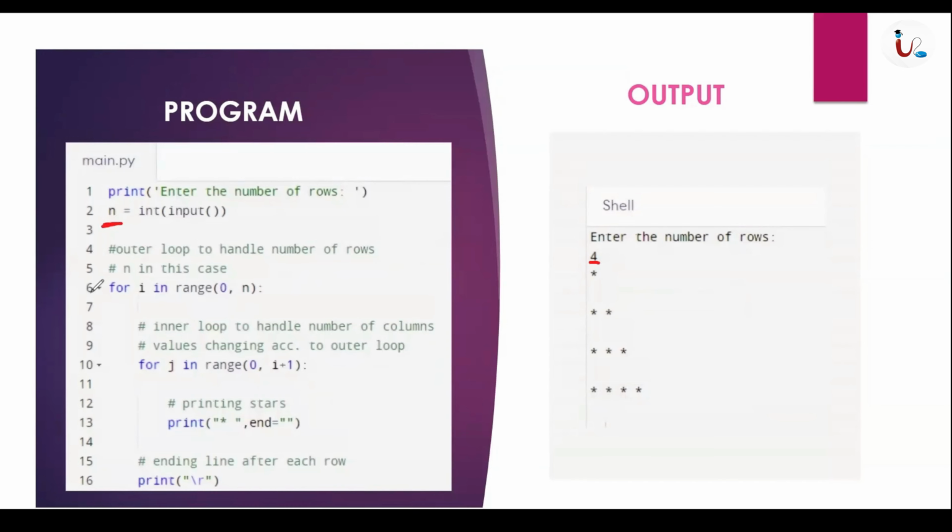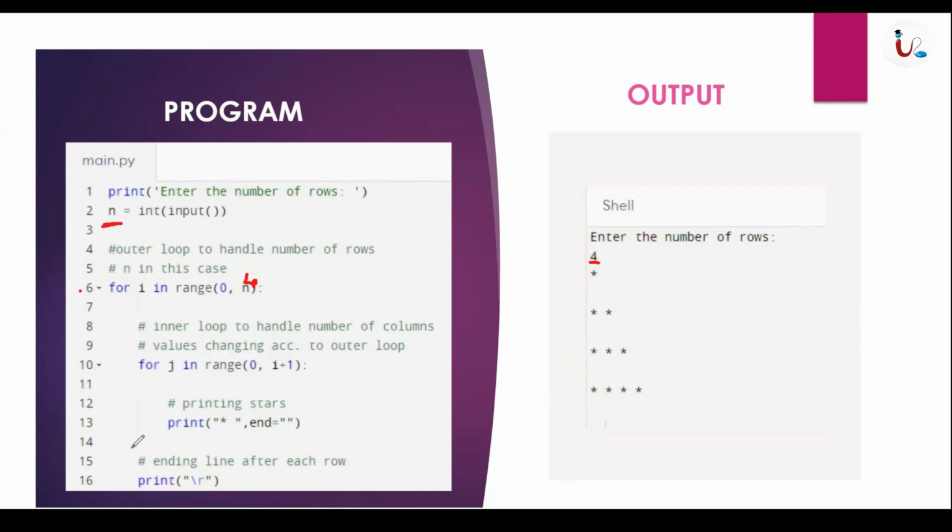Now this is an outer for loop. For i in range 0, n is 4, which means we are writing for i in range 4, starting from 0 up to 4, which means total 4 times. 0 to 3, total 4 times this for loop will execute.